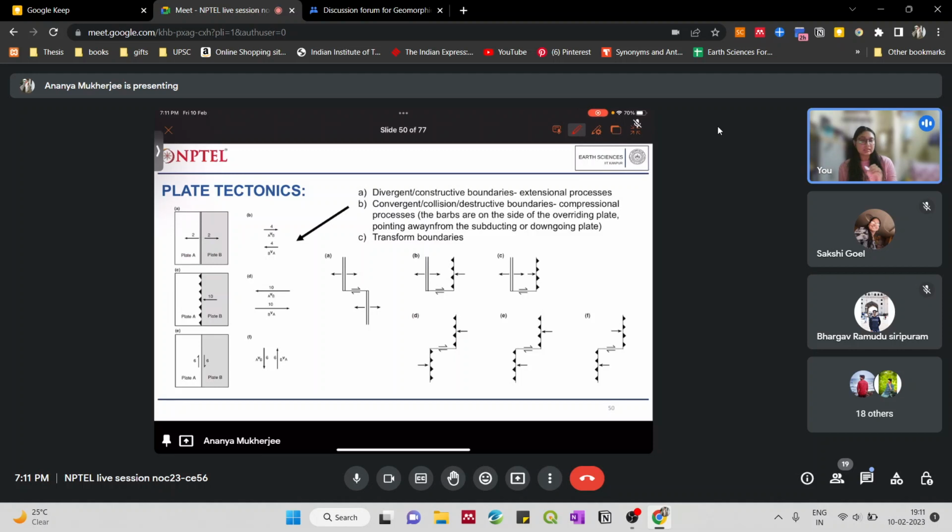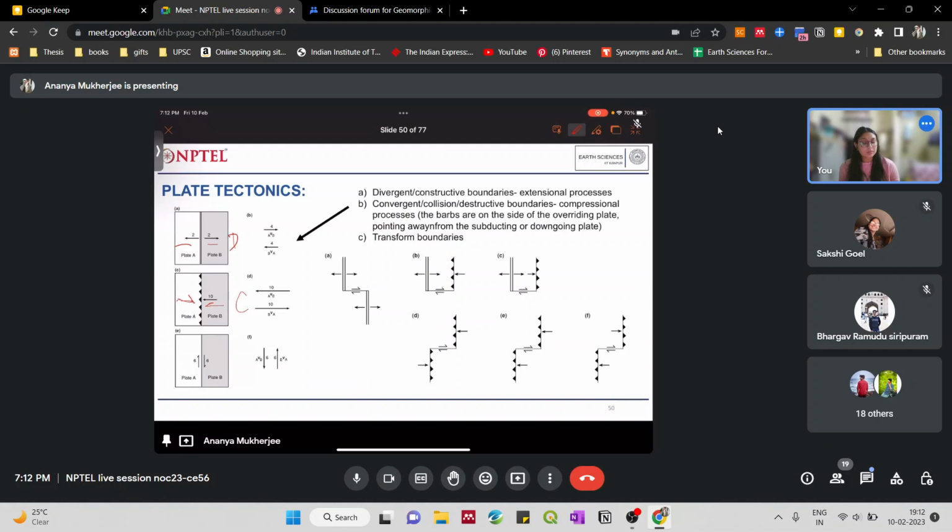So now this is a simple schematic representation of the different plate boundaries. Okay, so the first one, you can see that the plates are moving away from each other. Okay, so this is your divergent plate boundary. Over here the plates are moving towards each other. Over here you can see this is the convergent plate boundary, okay, the destructive plate boundary.